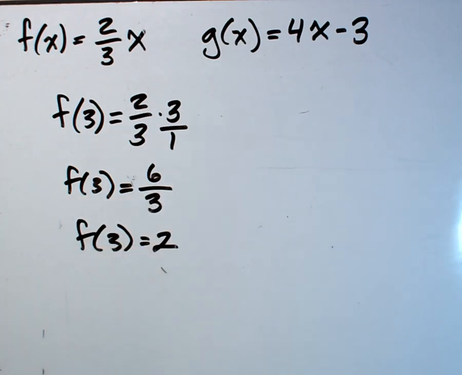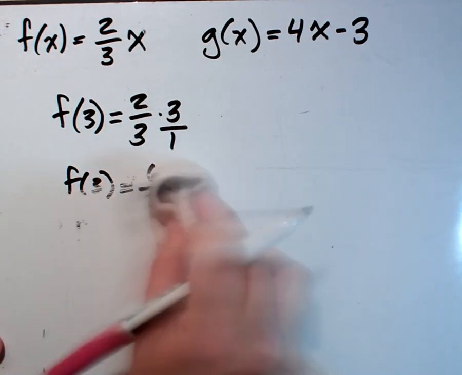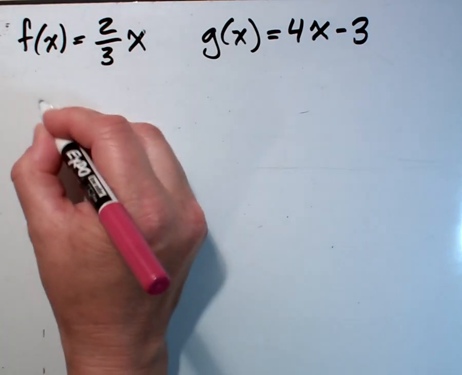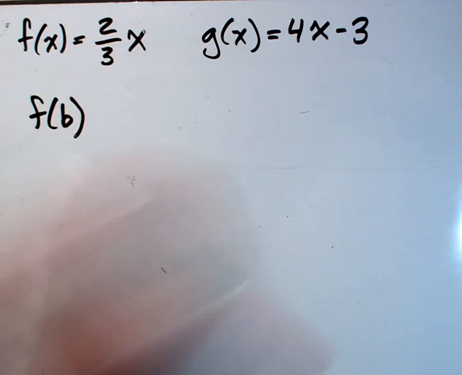6 divided by 3 is 2. Remember that? Okay, so now we're going to mix it up a little bit and do something a little bit more complicated. Well, it's actually not any more complicated. It's just harder to wrap your brain around. I'm going to ask you for f of b. F of b, what do you think that would look like?